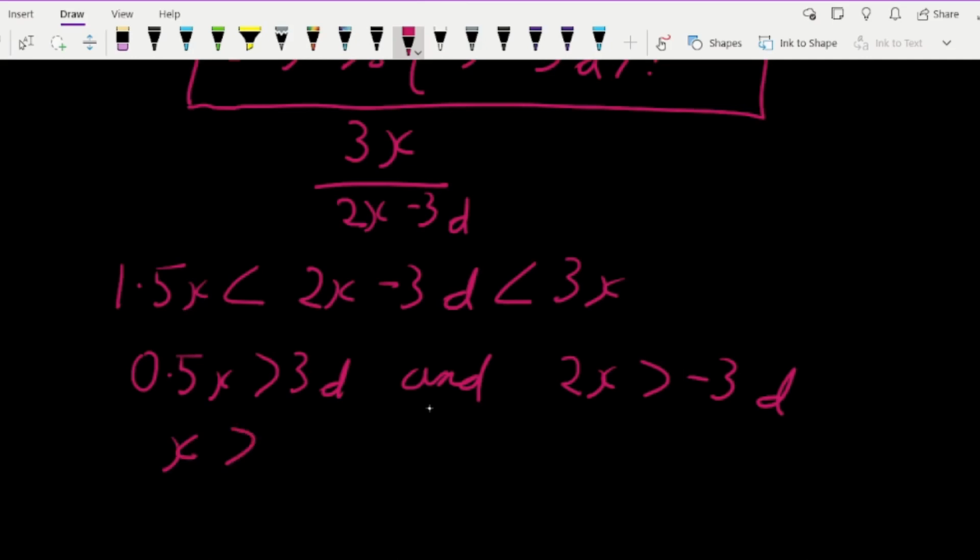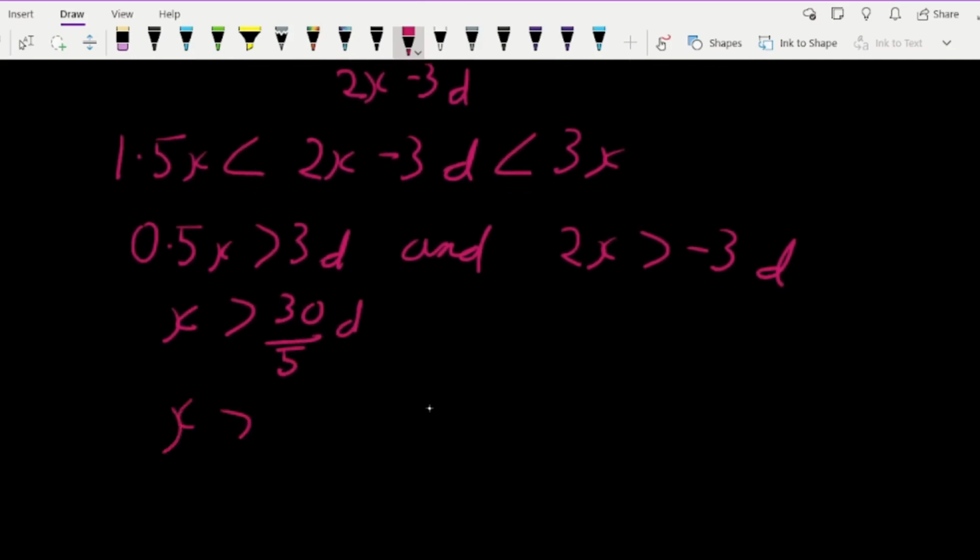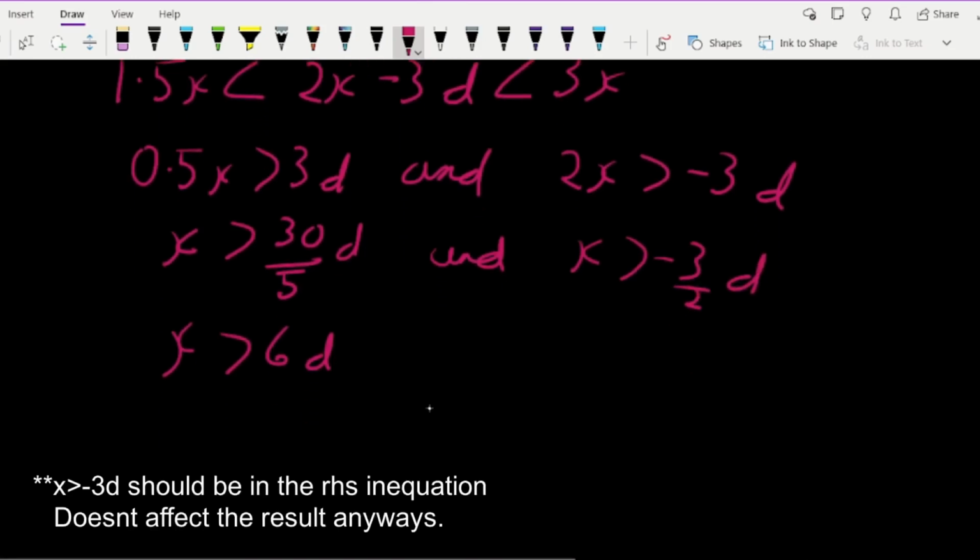X should be greater than 30 by 5d, which is x should be greater than 6d, and x should be greater than minus 3 by 2d. So combining both these conditions, we will get x should be greater than 6d.